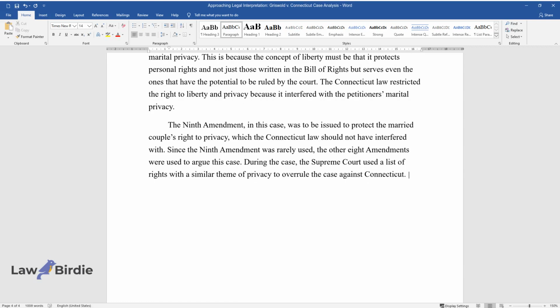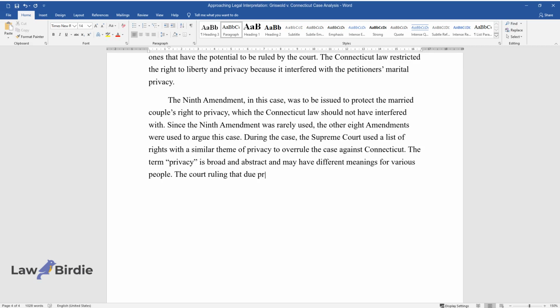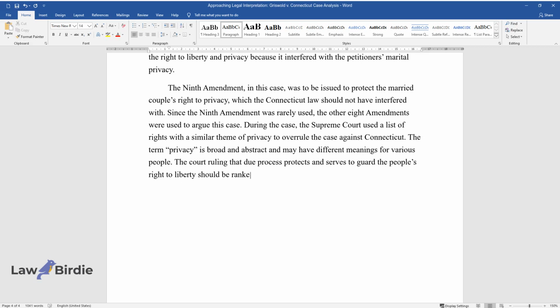The term privacy is broad and abstract and may have different meanings for various people. The court ruling that due process protects and serves to guard the people's right to liberty should be ranked as fundamental.